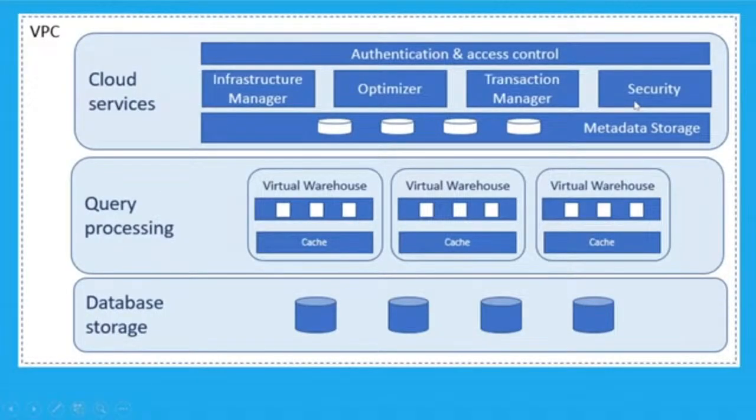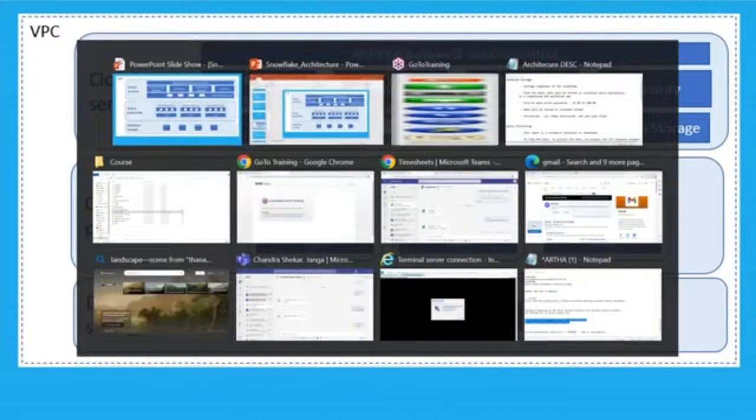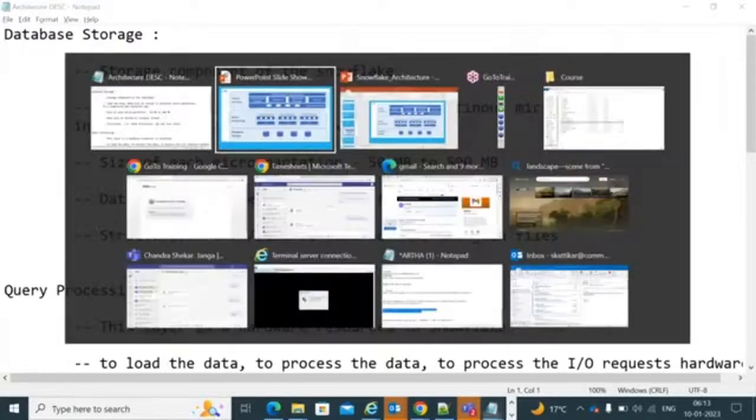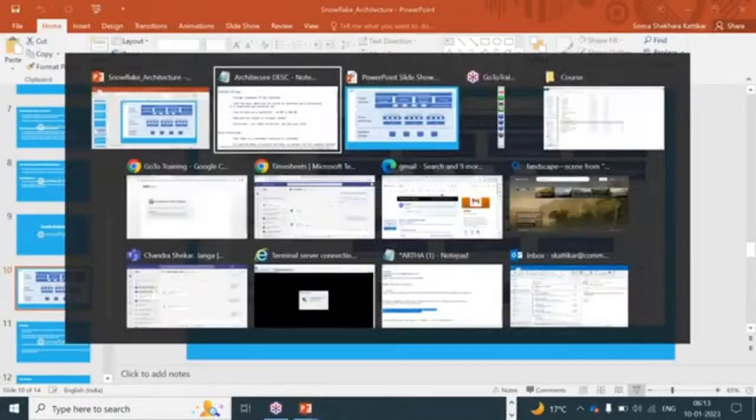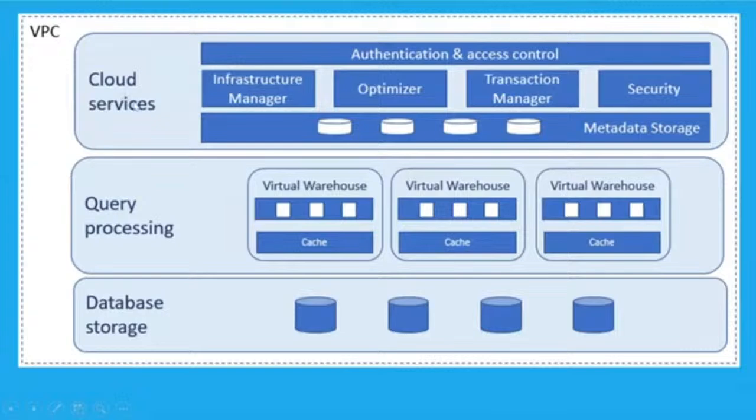Guys, actually, we have three layers in Snowflake architecture. One is the cloud service layer. Another one is the query processing layer. Third one is the database storage layer. Let me repeat once again.